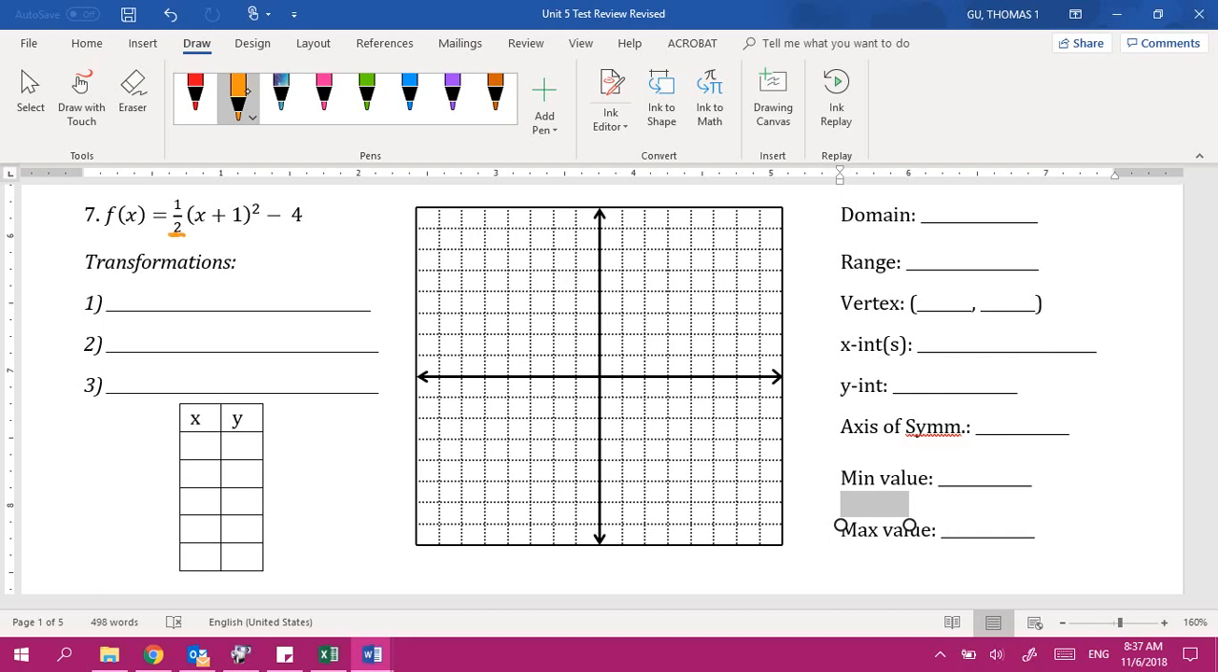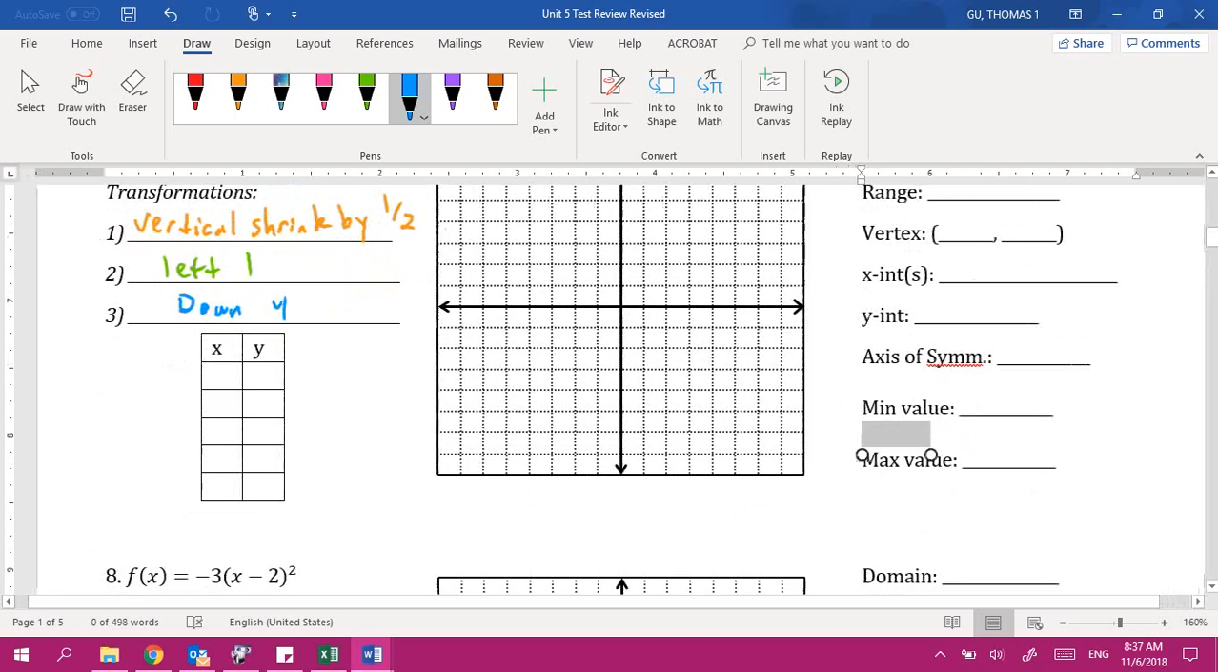What's the first transformation I see right there? Vertical shrink. Oh gosh, that's really sloppy. Vertical shrink by 1/2. That's right. Okay, and then the next transformation right here: left 1, and then right here, down 4. Okay, now this is where we go to our table.